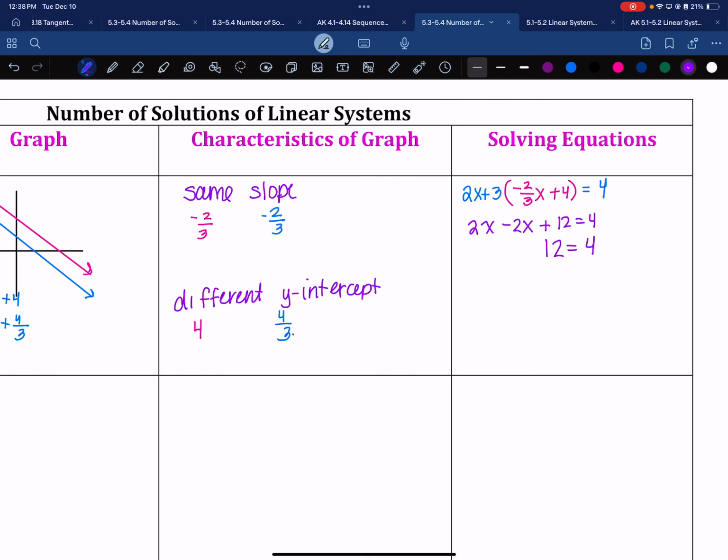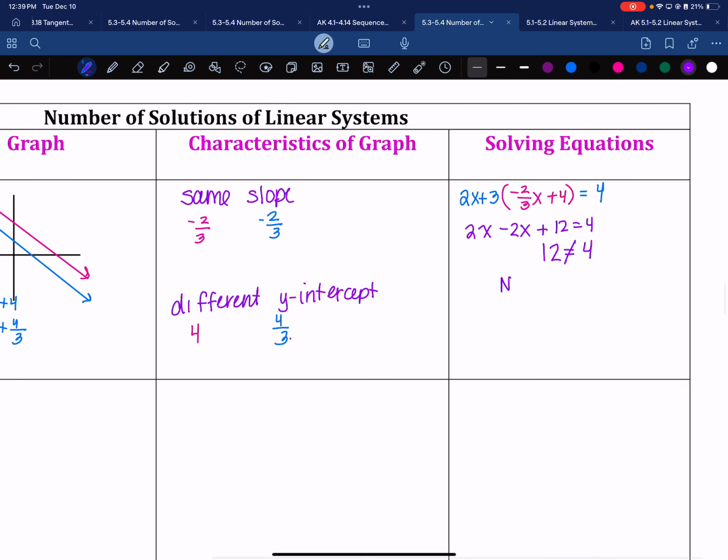Does 12 equal 4? Not here, not today, not tomorrow. 12 doesn't equal 4. Now, if it said 12x equaled 4, would that be okay? 12x is allowed to equal 4 because there's a variable. That would give us x equals 4 over 12. But the number 12 just does not equal the number 4. It's not true. So if we get to the end, our variables are gone, and we get an untrue statement, that's how algebraically we know that there is no solution.